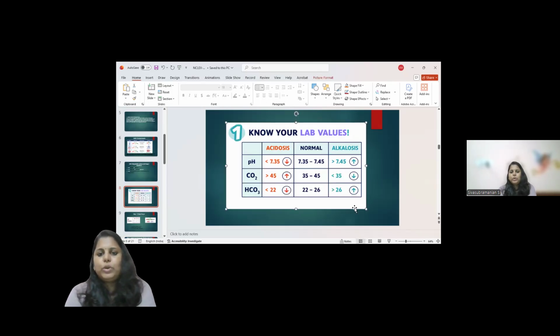So first we must know about the normal values. If you know the normal values, you can easily interpret the ABG results. It is essential to memorize the normal values. Sometimes they will be given the normal values, but it is better you should have a memory of the normal values.